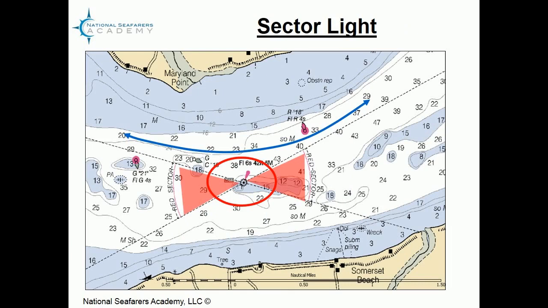Sectors of colored glass are placed in the lanterns of some lights in order to produce a system of light sectors of different colors. In general, red sectors are used to mark shoals or to warn the mariner of other obstructions to navigation or of nearby land.